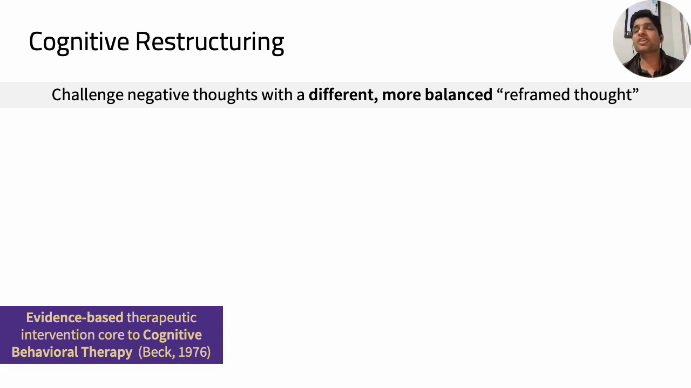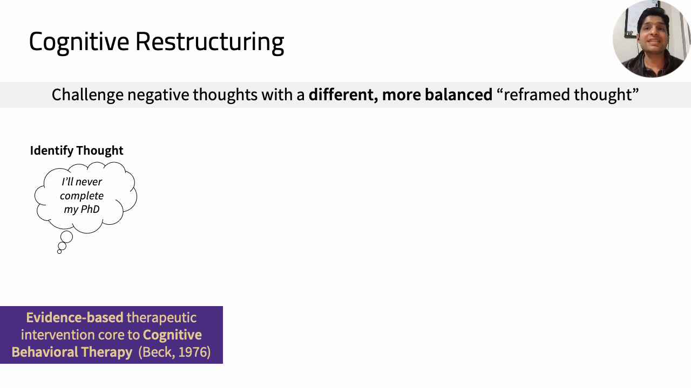Cognitive restructuring is a proven therapeutic technique which can help us in overcoming negative thinking patterns. In cognitive restructuring, you challenge a negative thought with a different, more balanced reframed thought. Such a practice is core to cognitive behavioral therapy, which is an evidence-based therapeutic intervention. For instance, let's say a PhD student like me is struggling with their research project and they start to worry, I will never complete my PhD.